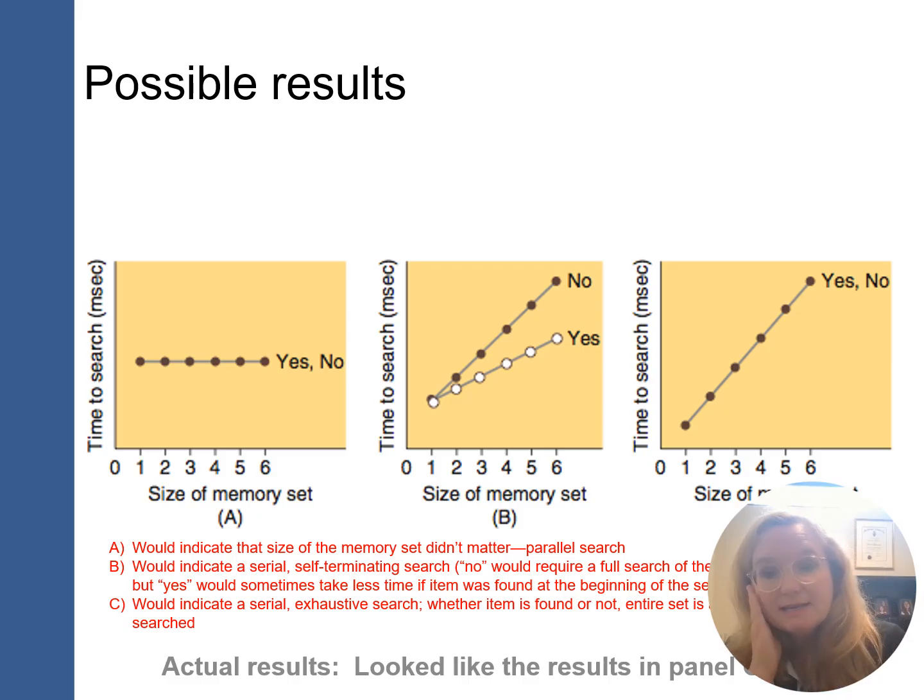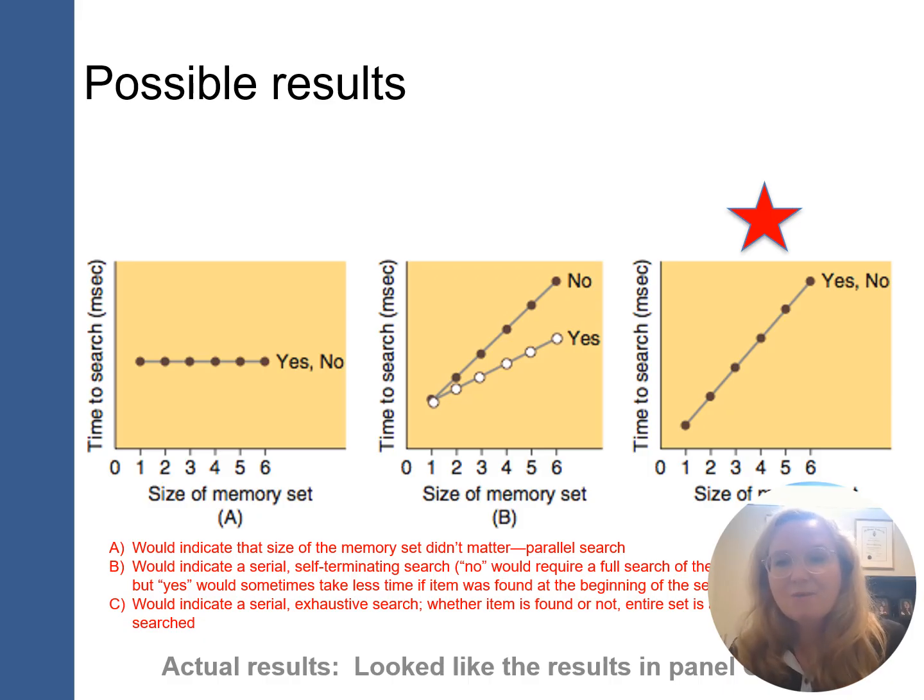By contrast, in C, no matter what, whether the letter is there or not there, they would be taking the same amount of time to search. And in that example, going through each letter one by one, whether the letter is there or not, they're still serially going through the entire short-term memory contents. And when you look at the actual data, it matches panel C, which tells you that the subject does go through short-term memory contents letter by letter, item by item, until they've been through all short-term memory contents, and then they make their decision, yes or no.